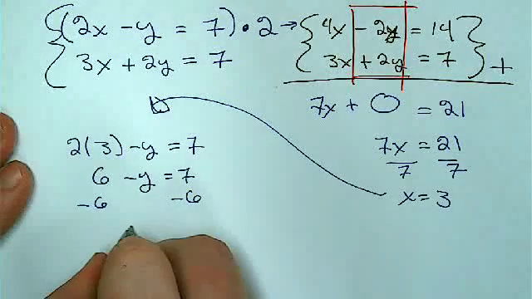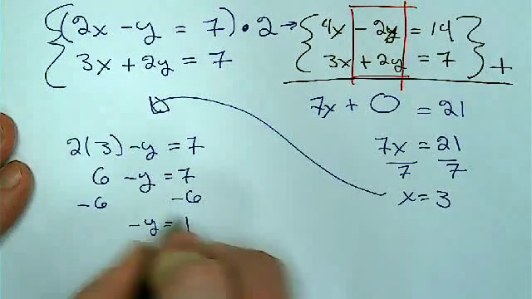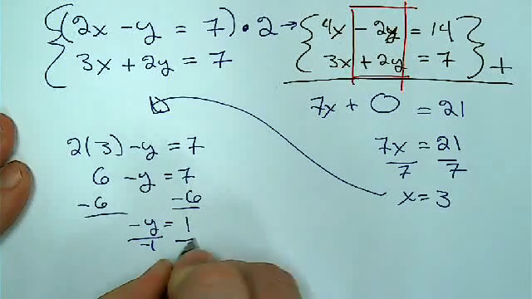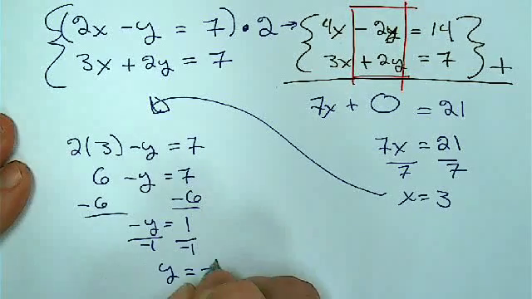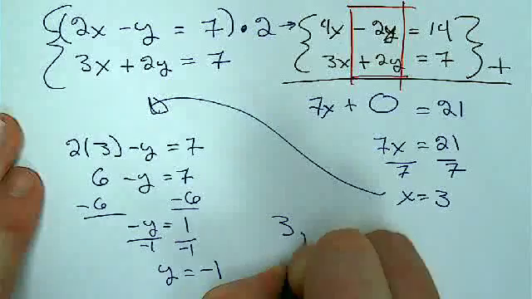Subtract 6 from both sides, so I get negative y is 1. Divide by negative 1. My final answer is y is negative 1. My answer: 3, negative 1.